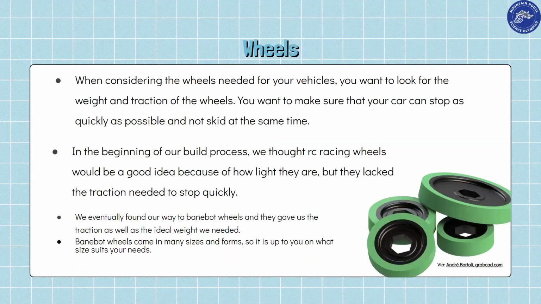Wheels. When considering the wheels needed for your vehicles, you want to look for the weight and traction of the wheels. You want to make sure that your car can stop as quickly as possible and not skid at the same time. In the beginning of our build process, we thought RC racing wheels would be a good idea because of how light they are, but they lacked the traction needed to stop quickly. We eventually found our way to Bainbot wheels, and they gave us the traction as well as the ideal weight we needed.